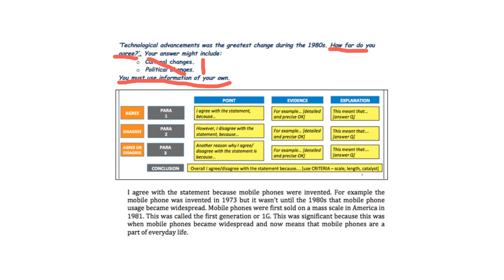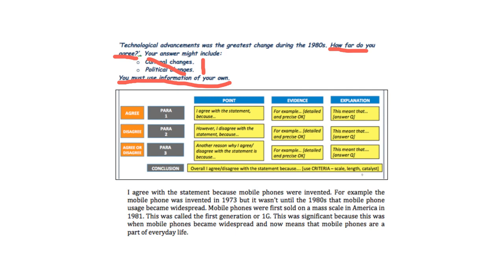So you're either going to agree with the statement that technological advancements was the greatest change during the 1980s, or you're going to disagree with it. I've structured it so that I agree, but if you disagree with the statement, then you need to change the format. So if you disagree, you're going to have disagree being your first paragraph, then agree being your second paragraph, and then disagree being your third paragraph. I'll leave it up to you how you organize your structure, but I'm going to agree here.